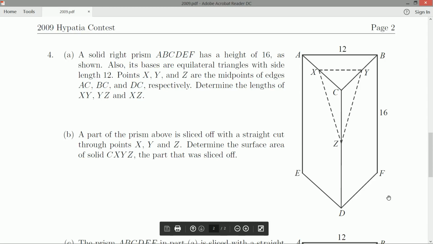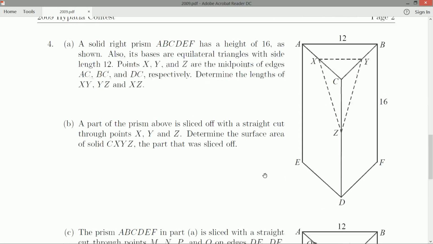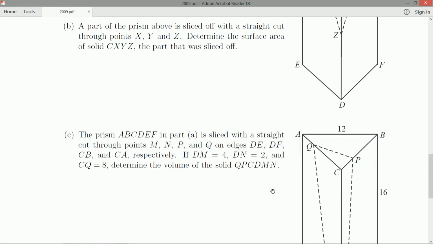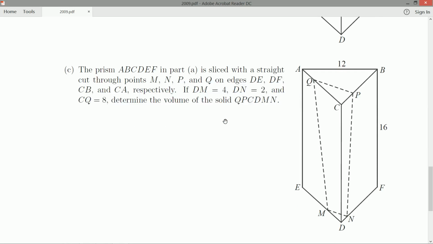I'm just going to reread C part because it's been a while, so I'll refresh my memory. So it's not using the x, y, and z from before. That's okay. So our equilateral triangle prism is sliced with a straight cut through M, N, P, and Q. And if their picture is anything to go off, this isn't a nice little rectangle. It's a weird trapezoidy figure. Okay.